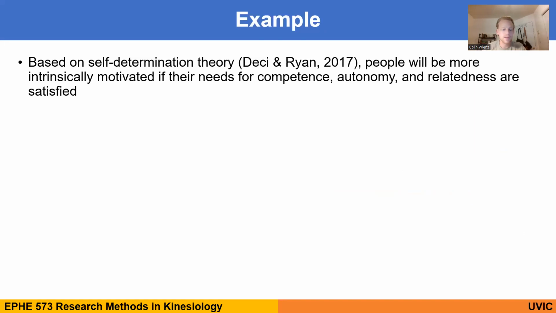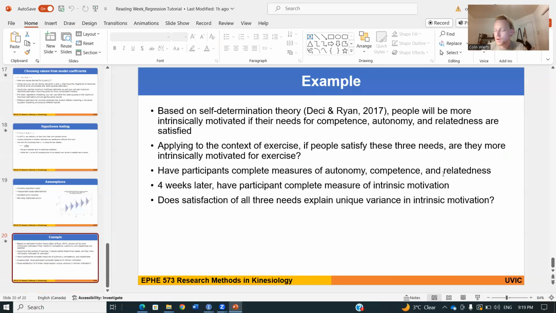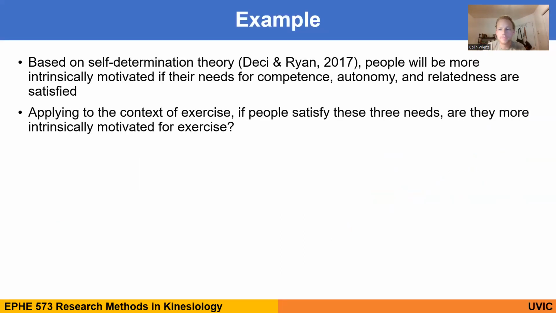So now we're going to quickly go through a simple example with some real data. In this case, an area of interest for me, this is a very simplified example, is based on self-determination theory, which is a theory of human motivation and well-being.